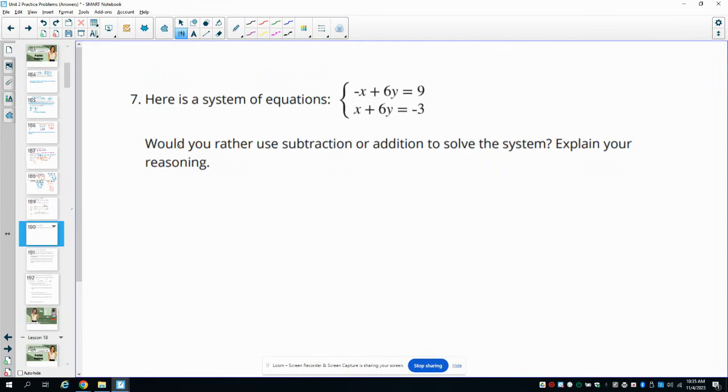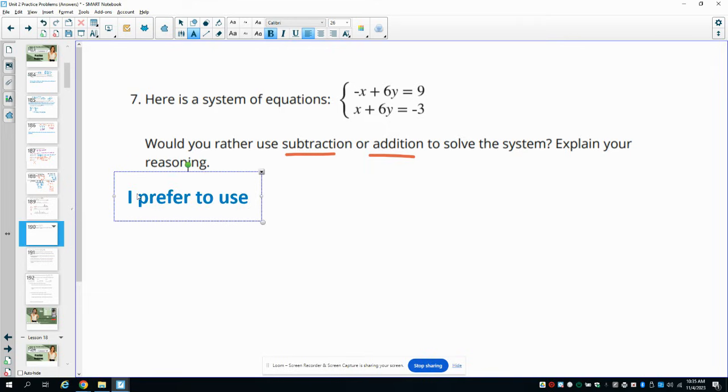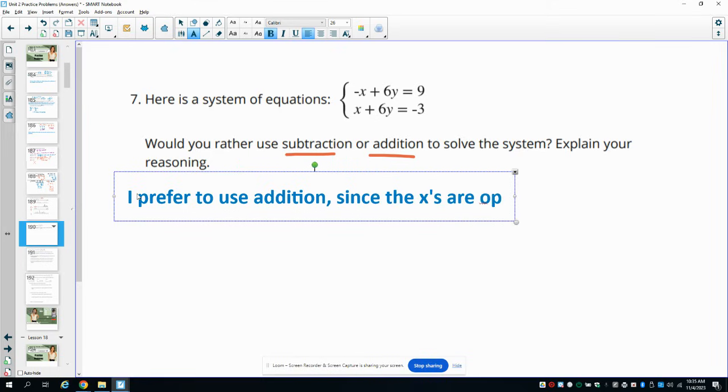Number 7 gives us a system, and it just asks us, would you rather use subtraction or addition here? And this is completely a personal preference because you can use either. Subtraction because we have the 6 y's are the same. Addition because the x's are opposites of each other. So this is totally up to you. If you've been watching my videos, you know I prefer addition. So I prefer to use addition since the x's are opposites of each other.